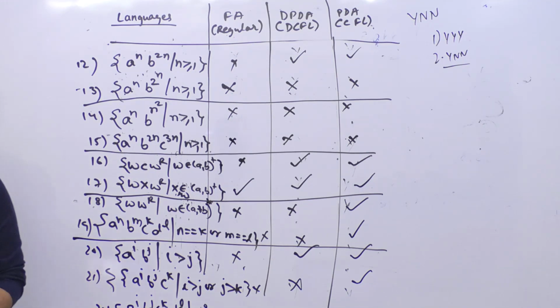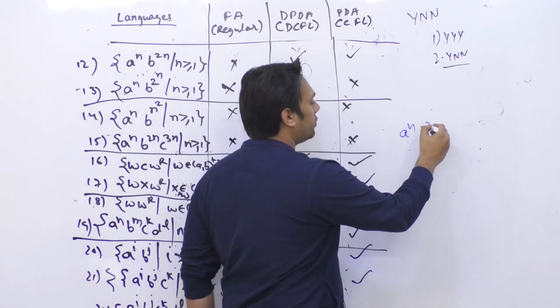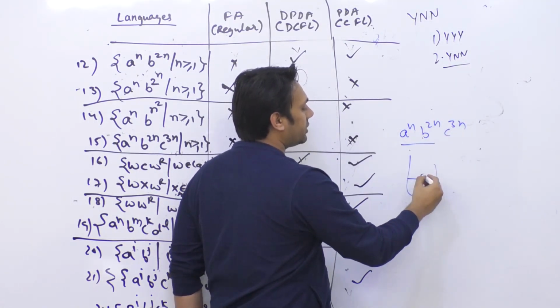Good. So the 15th is not clear. What is the problem with the 15th one? Because here in the 15th you have A raised to power n, B raised to power 2n, C raised to power 3n. But the problem here is you can insert A onto the stack.